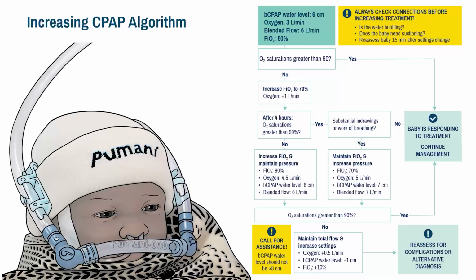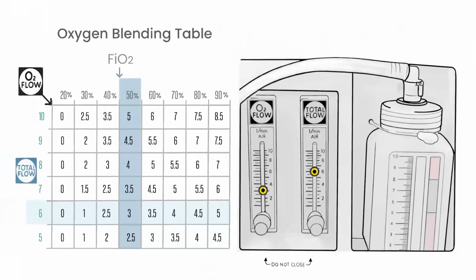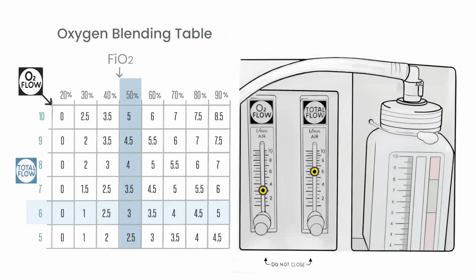In this film, we will show you how to increase CPAP using an algorithm. The normal starting settings for CPAP are 6 liters per minute total flow and 3 liters per minute of oxygen. That gives an FiO2 of 50%. The pressure should be at 6 centimeters of water in the bottle.